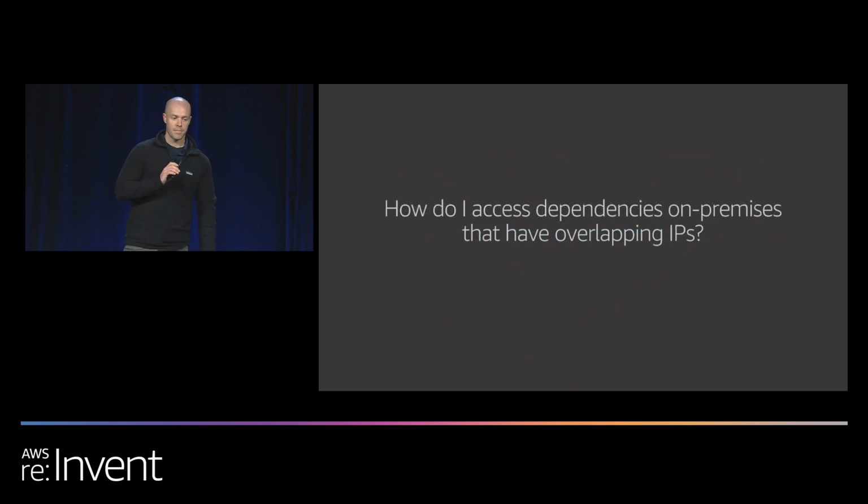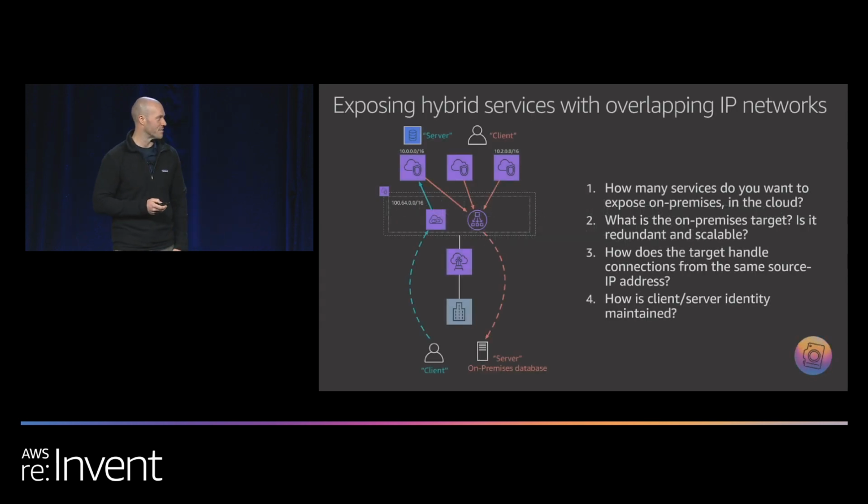Now, another super common one. How do I access dependencies on-premises that have overlapping IP space? 10/16, 10/16, or something like that. It's like nobody uses 192.168 addresses anymore. So this is the PrivateLink model that we covered at the very beginning.